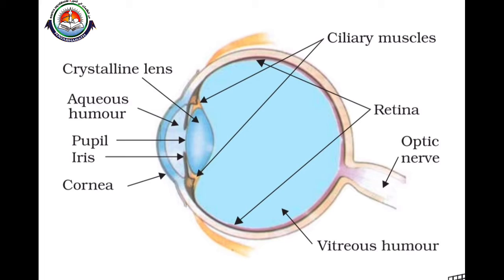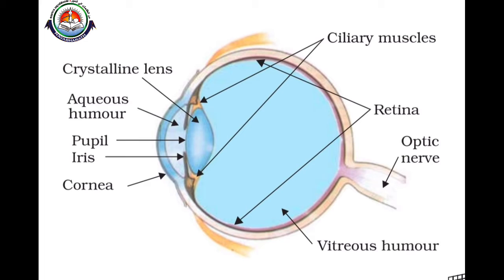And one more thing, the optic nerves. These optic nerves pass a message, that is, the image impulse, to the brain, and in the brain the image is seen as an erect image. Clear? And the next one is the aqueous humor.